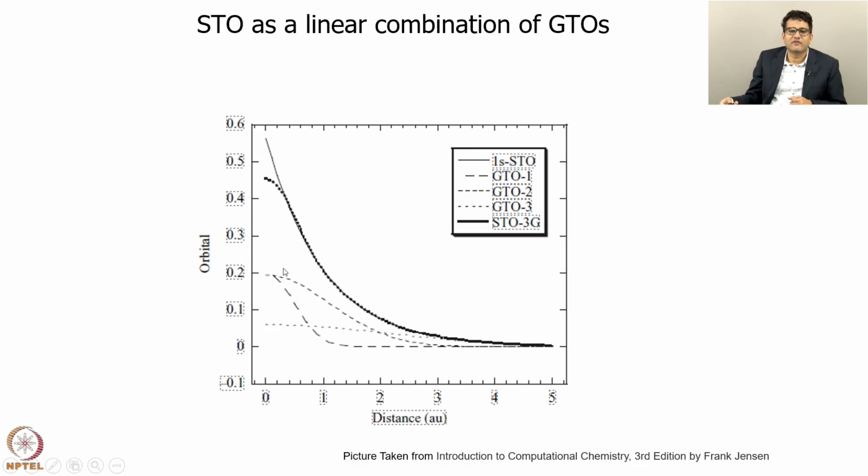So, none of them are individually correct, but what I can do is take the linear combination of these 3 in such a way that it gives as close a behavior as possible to the Slater, both at r equal to 0, at r equal to infinity, and as well as the middle. Of course, this is an approximation, but taking 3 Gaussians is actually better than taking 1 Gaussian.